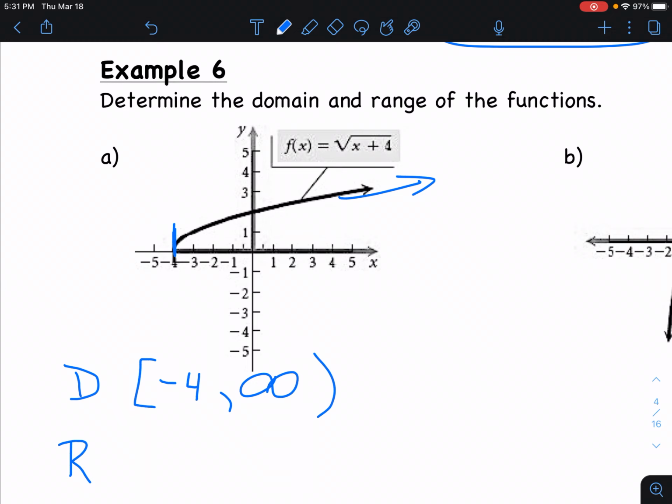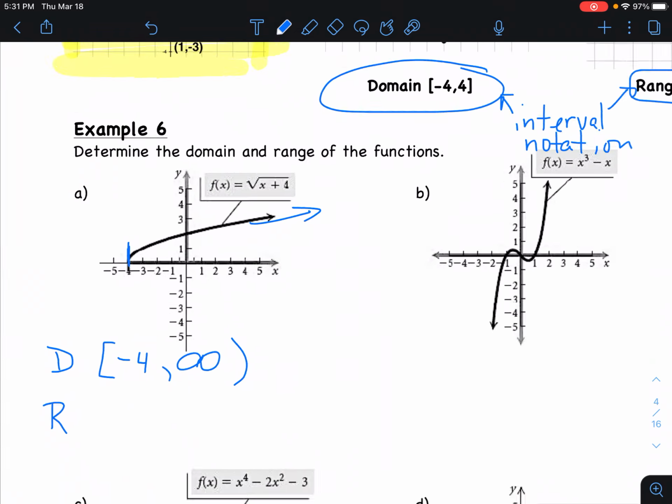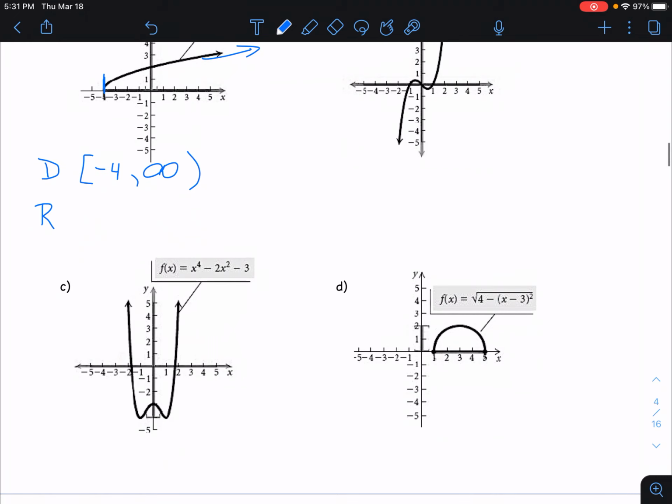Actually, there's another scenario when you use parentheses. It would be if you had like an open circle at a number that's bordering. But unfortunately, I don't think that comes up on this page.